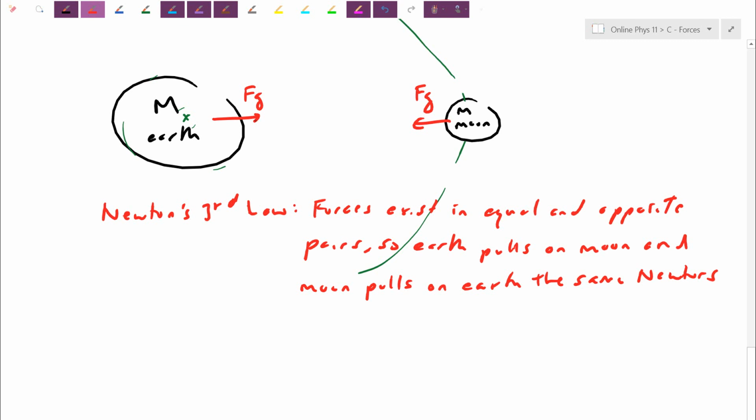These objects orbit around their center of mass point. It's just that, again, because the Earth's mass is so heavy, the center of mass lies really, really close to where the actual center of mass of the Earth is.